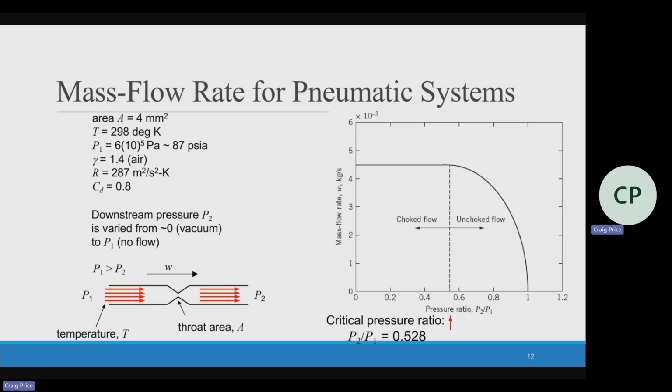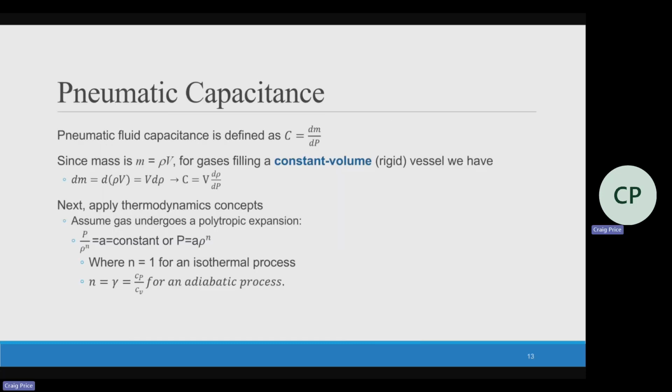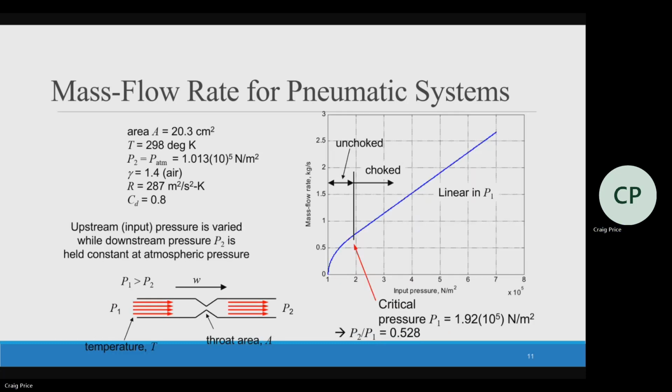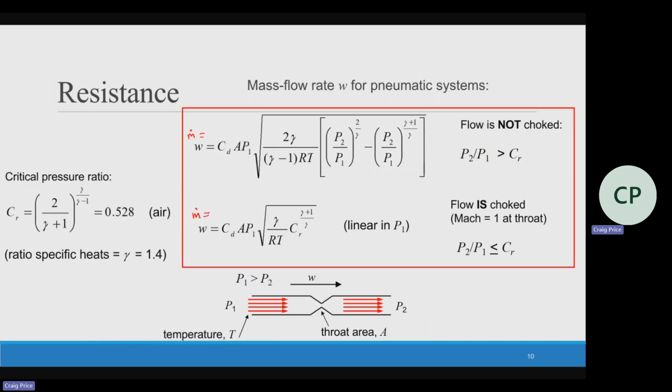So there are two different cases for pneumatic systems when looking at flow rate. This is the equation for choked flow, a linear relationship. And this is for not choked, or unchoked, flow, where P2 is not much different than P1. So, two different equations. We like the linear one, and it would be nice to just model it that way, but to have a good complete model, we'd have to have both.